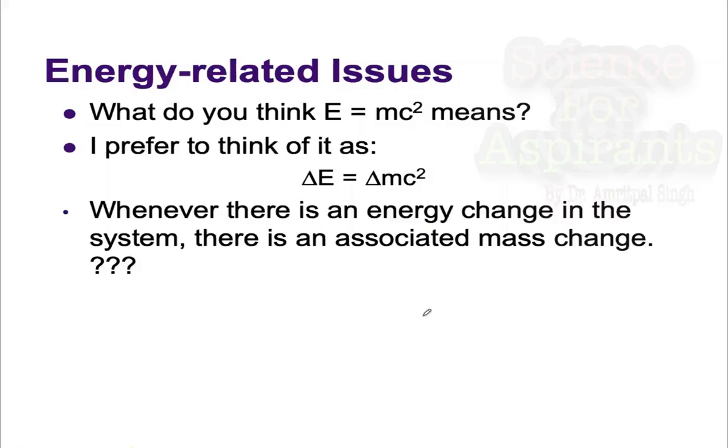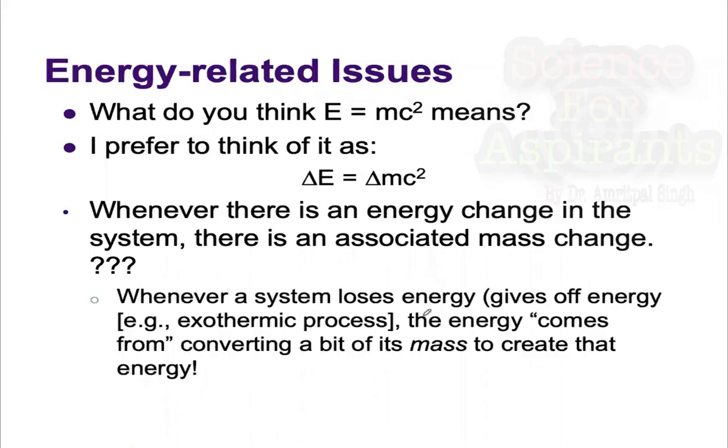I prefer to write E is equal to delta m c square rather than E is equal to m c square, because there is a change in energy whenever there is an associated change in mass. Why is there an associated change in mass? Because whenever a system loses some energy, what does it mean? This energy comes from converting a bit of mass into energy. This is the famous idea of Einstein.